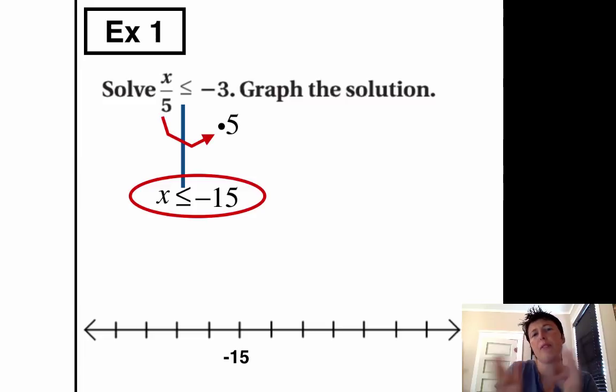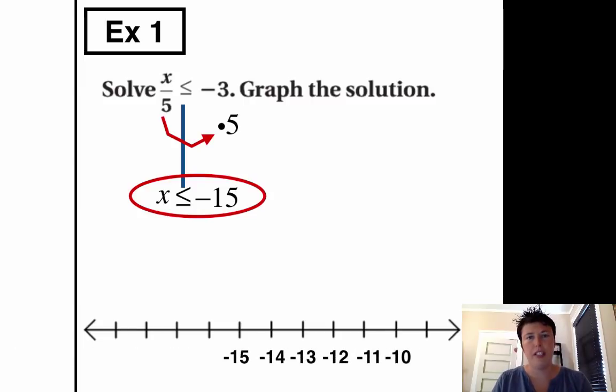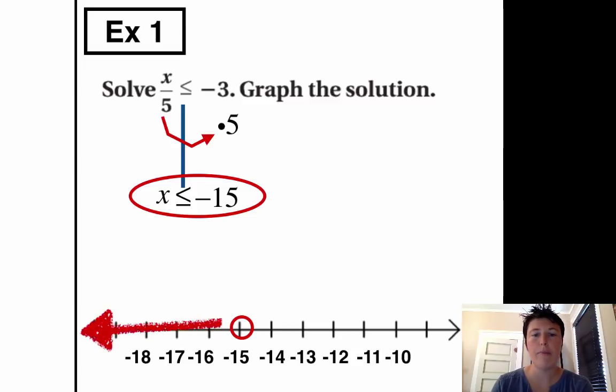And then I'll do a few numbers on the right. So I guess I'd have to do like negative 14, 13, 12, 11, 10, and I'll do a few numbers on the left. And then it's just a matter of figuring out which way to shade and do my arrow. Since negative 15 is my focus point, I'll circle it. X is supposed to be less than negative 15, less than or equal to. So the less than values are going to be the more negative numbers. So I'm going to draw a big arrow.